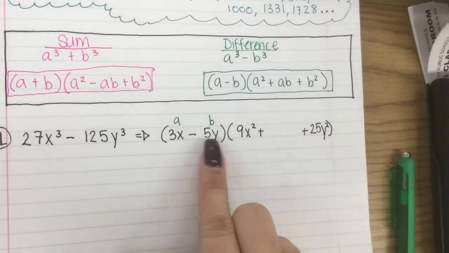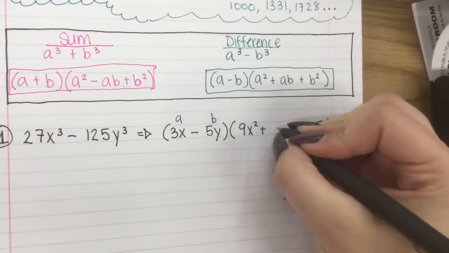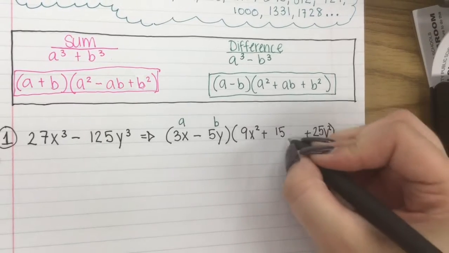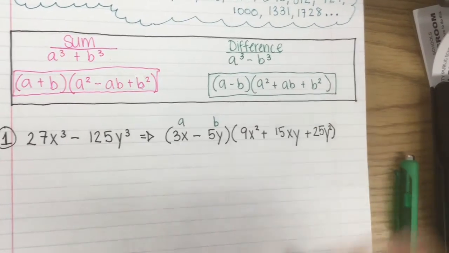The term in the middle is going to be a times b. So 3x times 5y, ignoring the signs there. So 15xy.